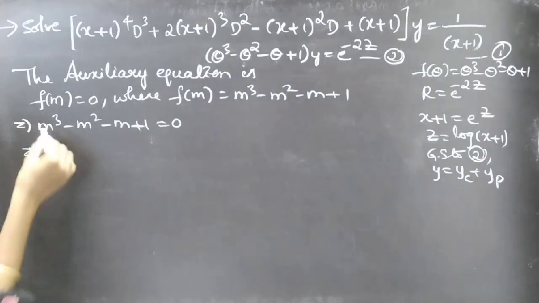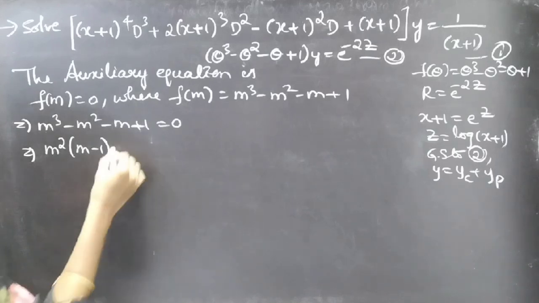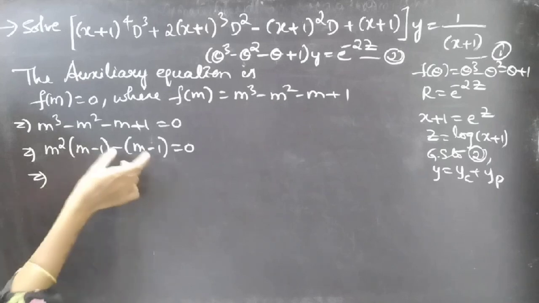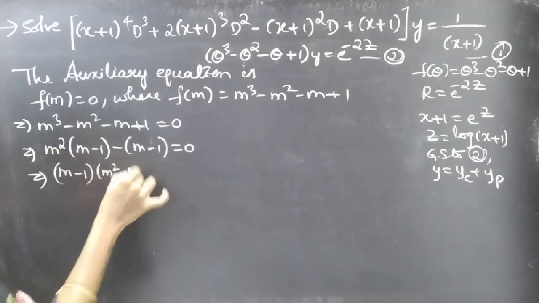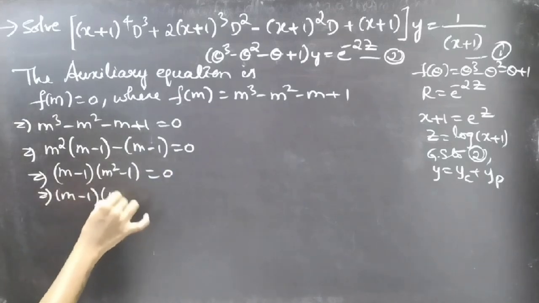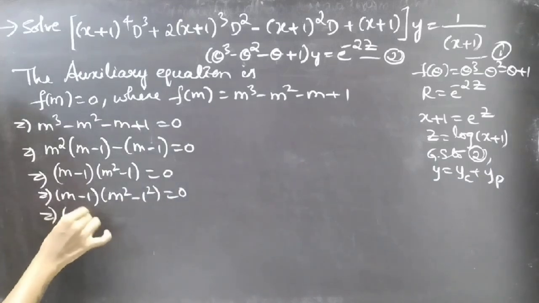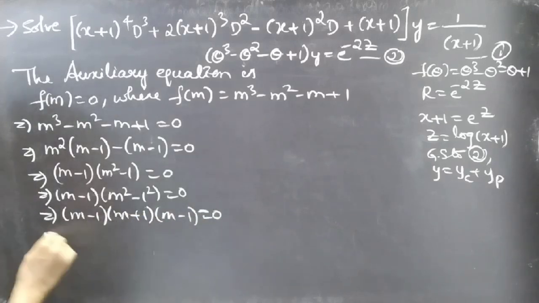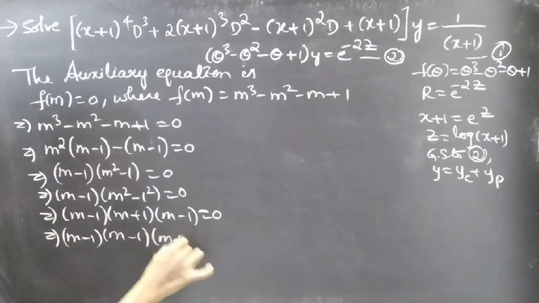Now take m square common from the first two terms, you'll get m square times (m minus 1), and take minus common from the next two terms, you'll get minus of (m minus 1), right? So you can observe that m minus 1 exists in both the terms, so let's take it common. You'll get (m minus 1) into (m square minus 1) equal to 0. We can write this 1 as 1 square, which gives us m square minus 1 square equal to 0, which is of a square minus b square form. So we can write it as (a plus b) into (a minus b), right? Then (m minus 1) into (m minus 1) into (m plus 1) equal to 0.